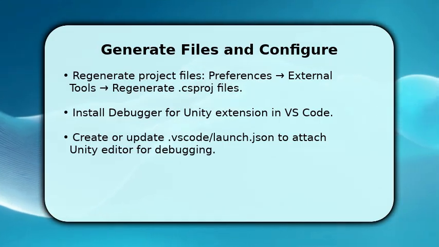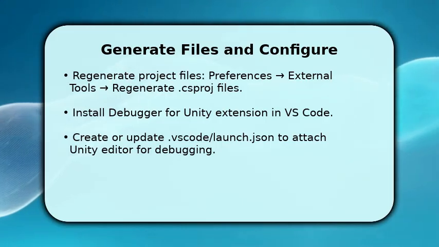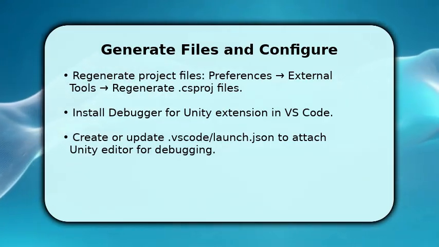Then install the Debugger for Unity extension in VS Code. This provides the attach configuration. Once installed, open the workspace and add or edit .vscode/launch.json to include an Attach to Unity profile.